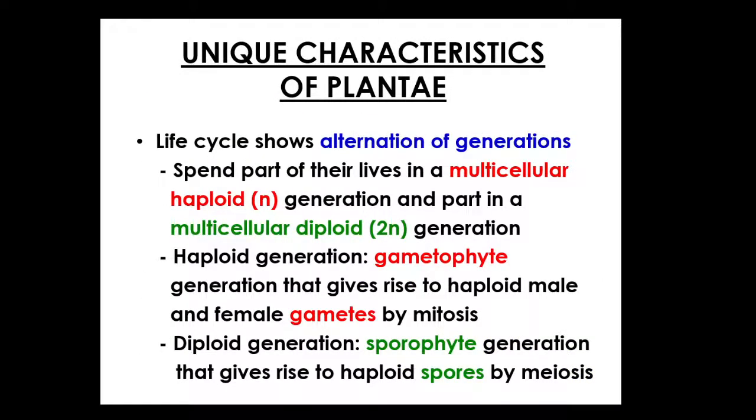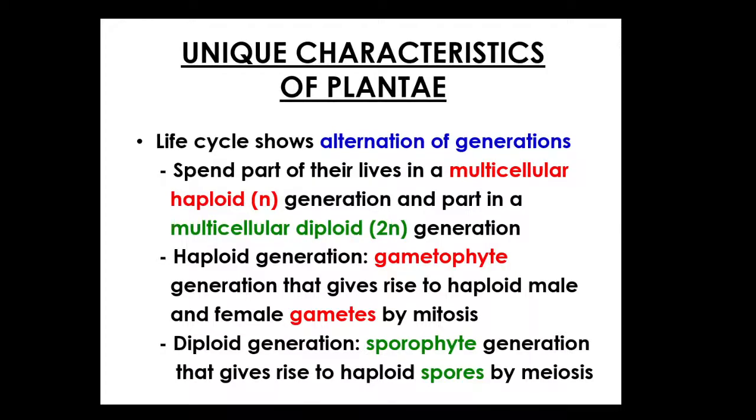This part about alternation of generations is something that we covered in the last face-to-face class, but in case you don't really understand it or you want to hear me reiterate it, you can go ahead and continue with the video. Alternation of generations means that an organism will spend part of its life in a multicellular haploid generation and another part in a multicellular diploid generation. In humans, we have a haploid generation, but it is unicellular. In plants, both haploid and diploid generations are multicellular organisms.